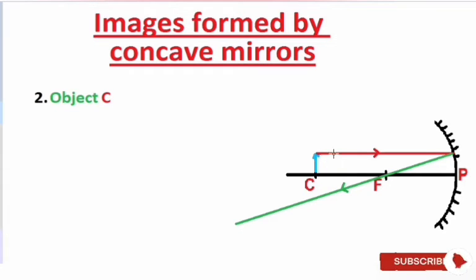Then I have to do another combination of a ray. So I take a ray passing through F, and this is an incident ray passing through F. That ray will be reflected parallel to the principal axis. So as you can see there, the green colored reflected ray drawn parallel to CP. So I have to indicate my direction once again. So this is my direction.